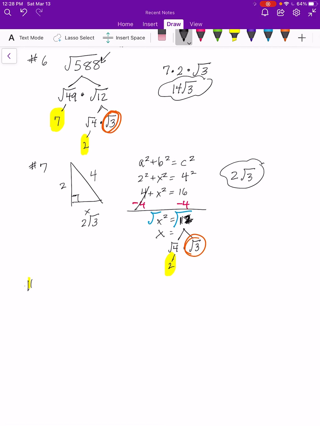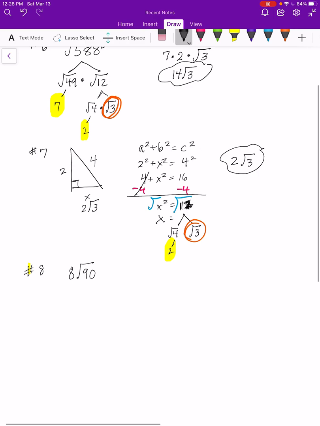Number 8. Number 8 is taking it up a notch. It's 8 the square root of 90. So now, do you notice how it's got 8 on the outside? It's just kind of a little more math, but it's already done. I'm going to highlight it in yellow. There's nothing I have to do with it. I just have to include it in the end. So now I'm going to work on the square root of 90.